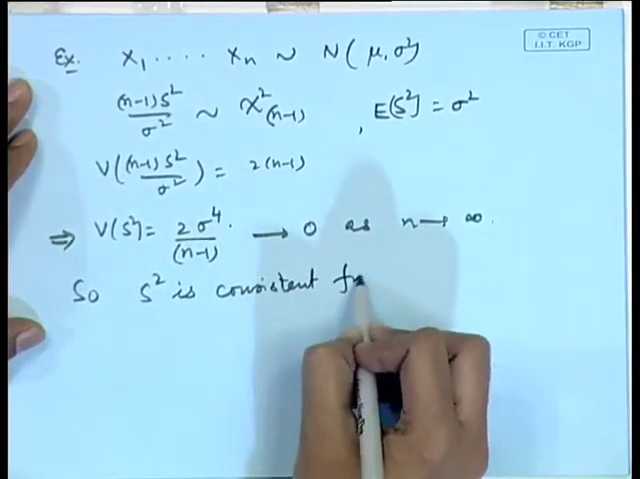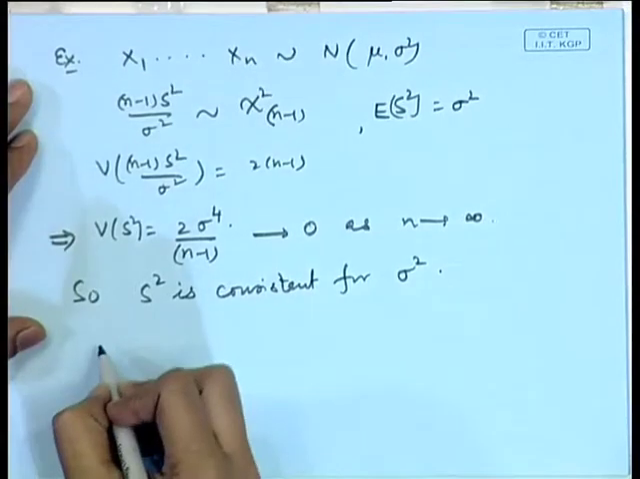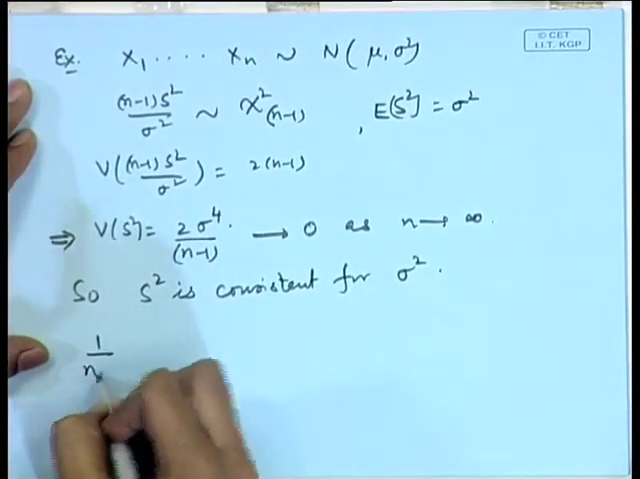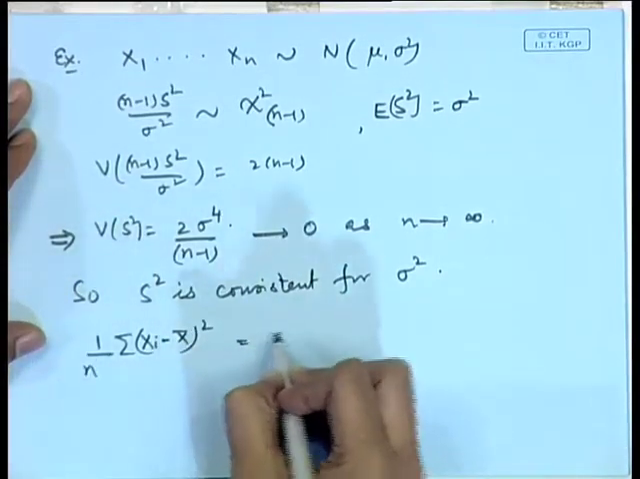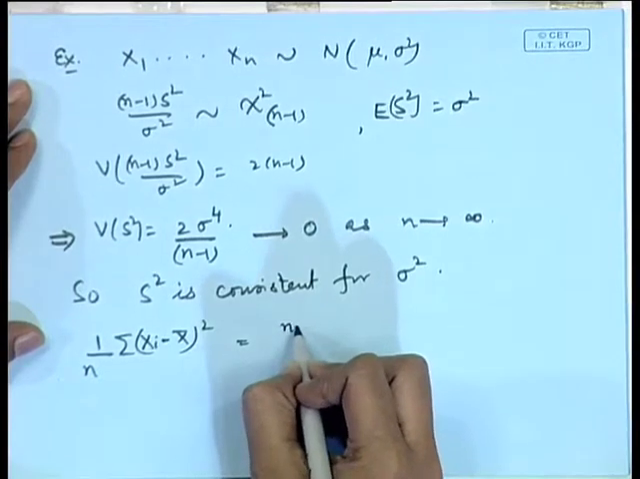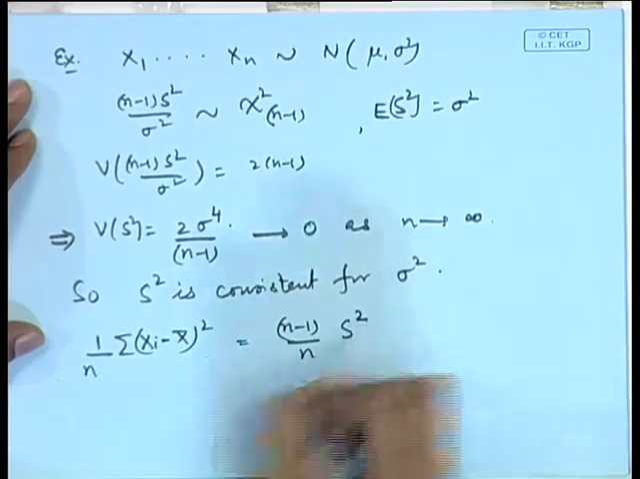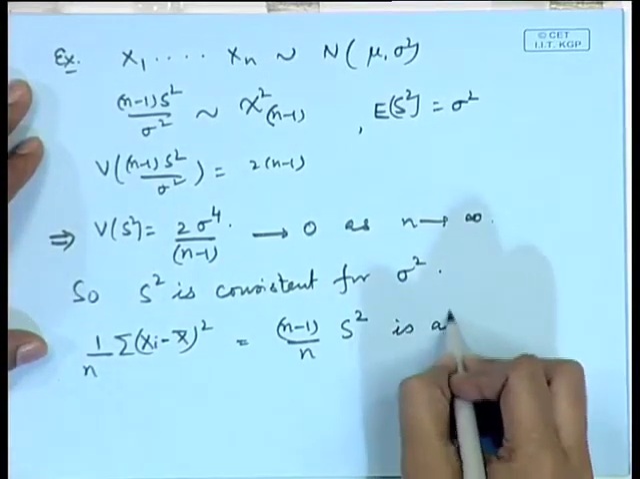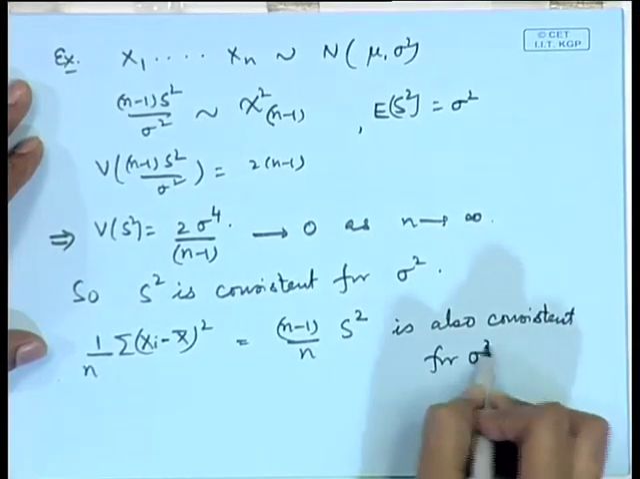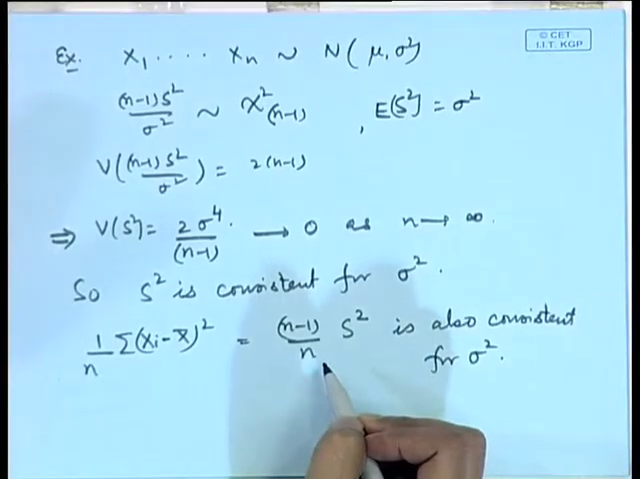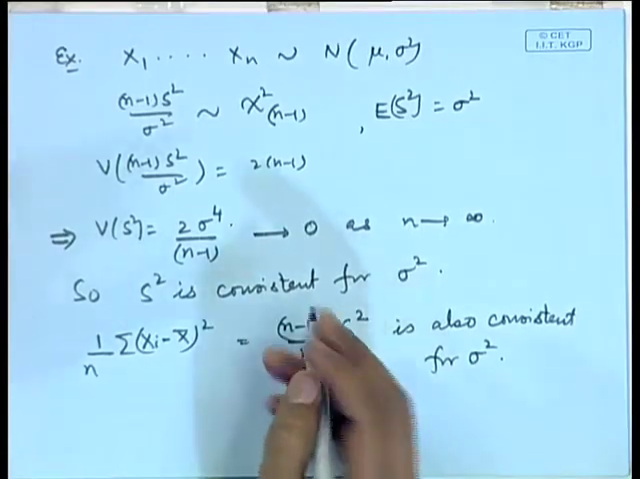Now, in place of s square I consider 1 by n sigma of x i minus x bar whole square. Then this is nothing but n minus 1 by n times s square. Then this is also consistent for sigma square, because in the long run n minus 1 and n are the same, that means n minus 1 by n goes to 1. We will look at various other properties and the methods of deriving the estimators in the next lecture.